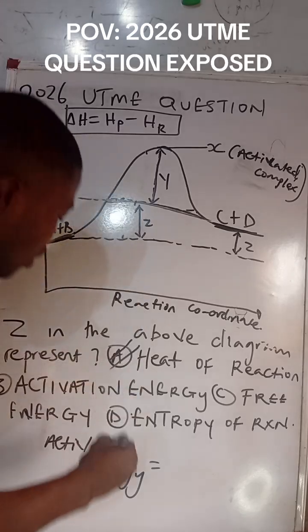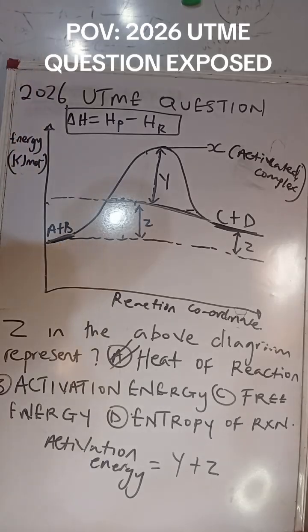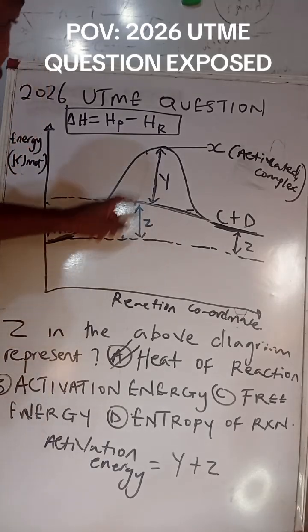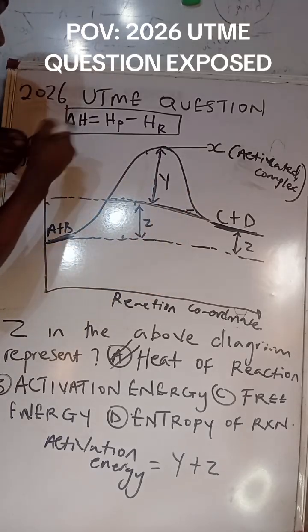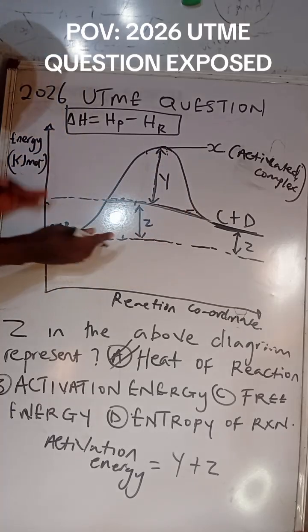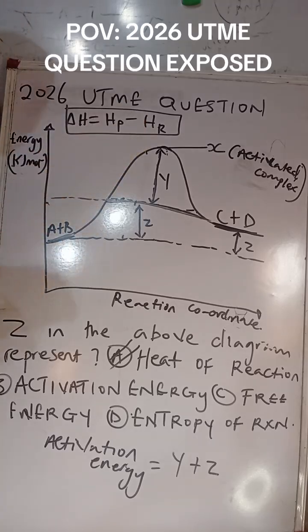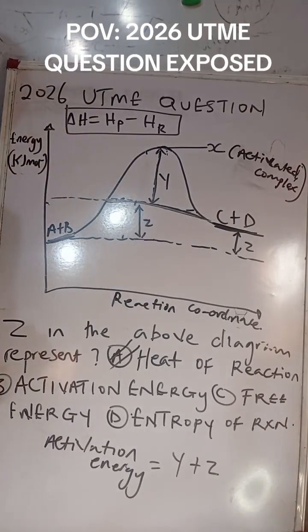So for this reaction, activation energy is going to be Y plus Z. Y does not really have a given value. So activation energy is like the distance from this place to the activated complex, the energy from the reactant to the activated complex. So in this case, it is Y plus Z. In some curves, they can just give it to you straight as X. So you can be asked.